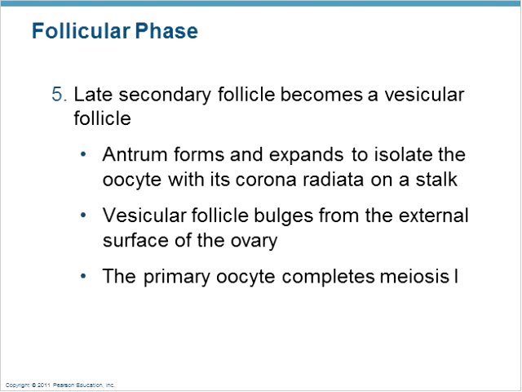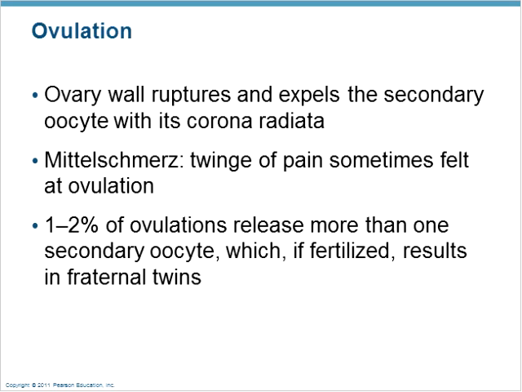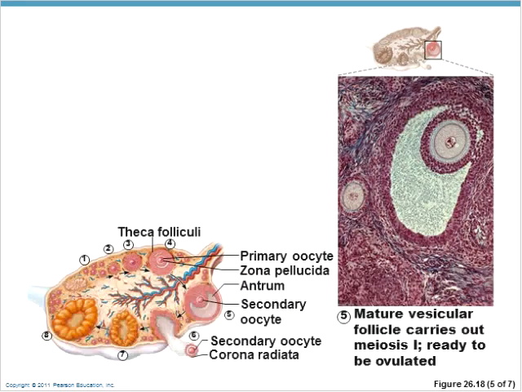The late secondary follicle becomes a vesicular follicle. The antrum forms and expands to isolate the oocyte with its corona radiata on the stalk. The vesicular follicle bulges from the external surface of the ovary, and the primary oocyte completes meiosis I. The ovary wall ruptures and expels that secondary oocyte with its corona radiata, and that creates what's called Mittelschmerz pain, a twinge of pain that some women feel during ovulation. Mittelschmerz was a German doctor who documented that pain. 1 to 2% of ovulations release more than one secondary oocyte, which, if fertilized, results in fraternal twins.